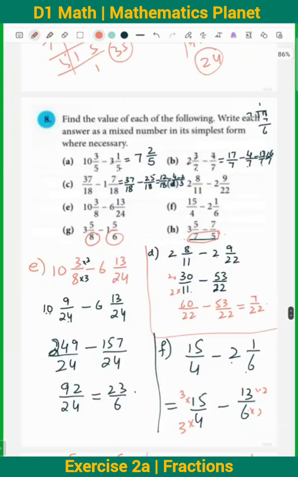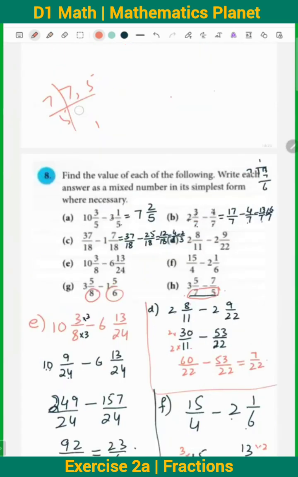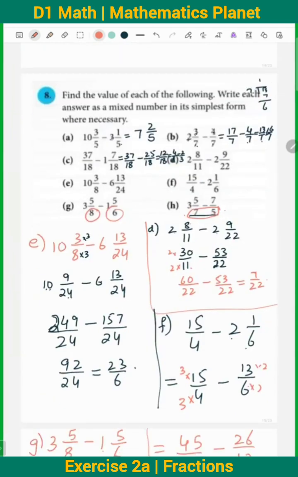Okay, next question. Any other question? Anyone have question in any of today's lesson? Any question from today's lesson? Yes, Aisha. Miss, if we have to minus, like if there are two numbers with each a whole number next to them, we can directly minus the whole numbers. Yes.